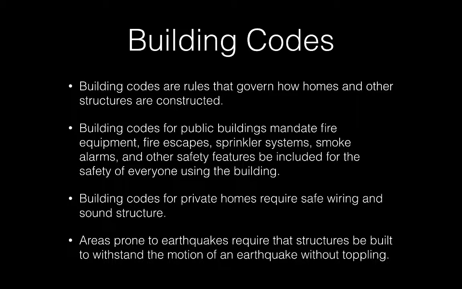Building codes. Building codes are rules that govern how homes and other structures are constructed. Building codes for public buildings mandate fire equipment, fire escapes, sprinkler systems, smoke alarms, and other safety features to be included for the safety of everyone using the building. Building codes for private homes require safe wiring and sound structure. Areas prone to earthquakes require that structures be built to withstand the motion of an earthquake without toppling.